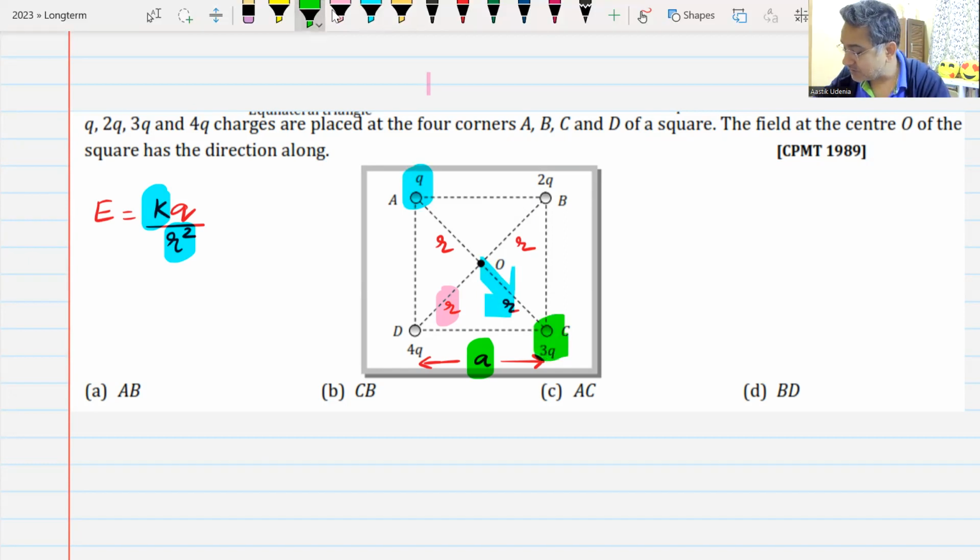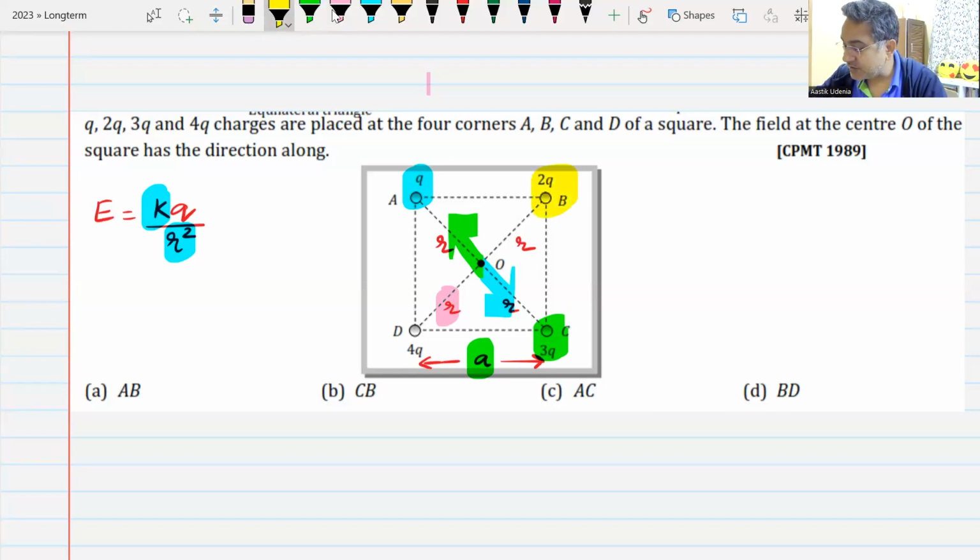Electric field due to this charge, green charge, at point O will be going away. Yes or no? Which field will be more? The blue field or the green field? The green field, sir. So green field will win. So the net field will be in the green direction. Yes or no? Yes, sir.